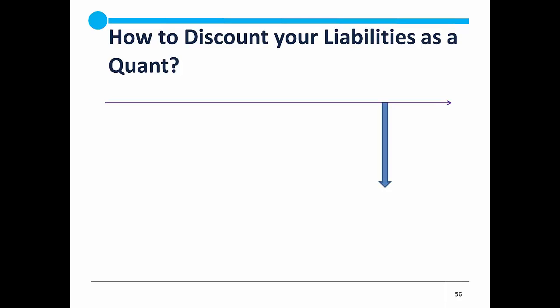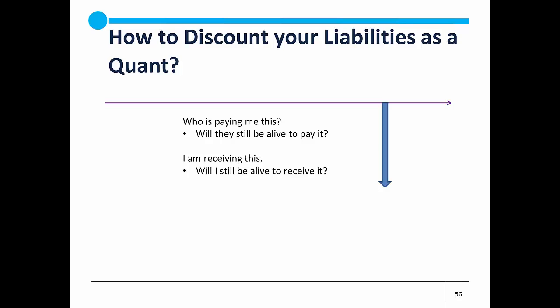So here is a simple diagram, right? So we've got this cash flow that we're owed in the future. And typically, we would ask ourselves, who is paying me this, and will they still be alive to pay it? However, a question we probably don't ask ourselves often enough is, well, we are receiving this, and will we still be alive to receive it? In other words, will we default before this cash flow occurs? And obviously, once we've defaulted before the cash flow occurs, we will have nothing out of it because it won't be ours anymore.